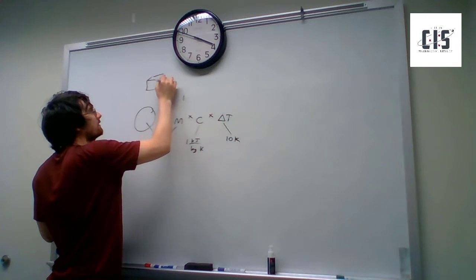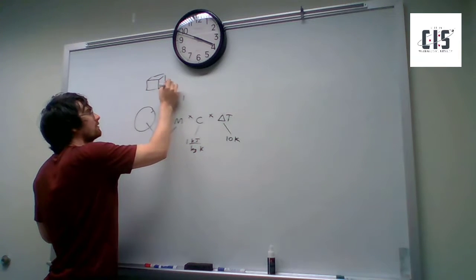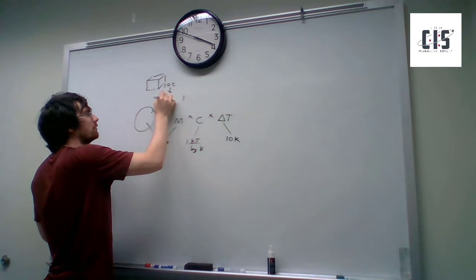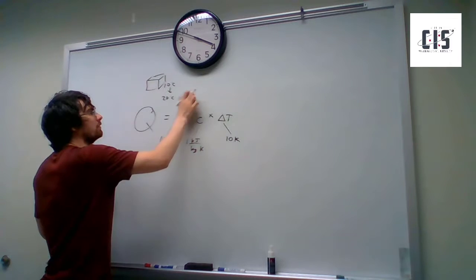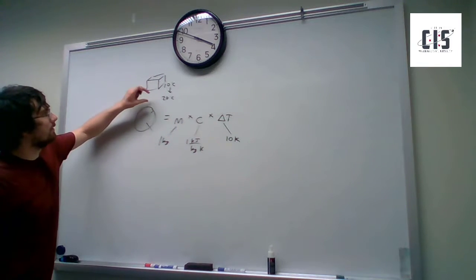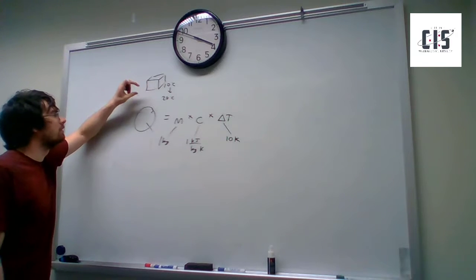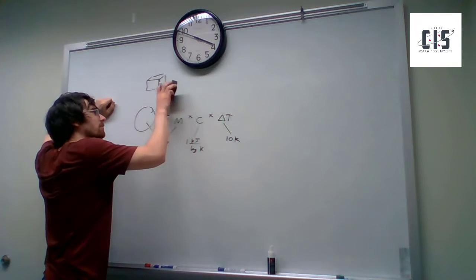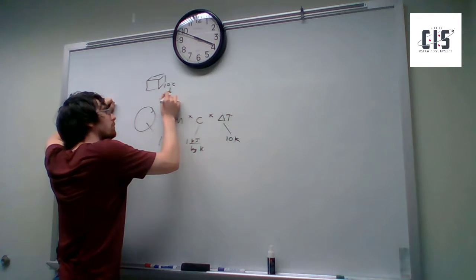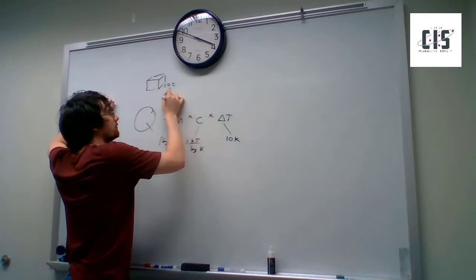With the block, it's 10 degrees Celsius. You want to heat it up to 20 degrees Celsius. So a difference of from 10 to 20 is 10. Let's make it 10 to 25 just to be clear. So 5.